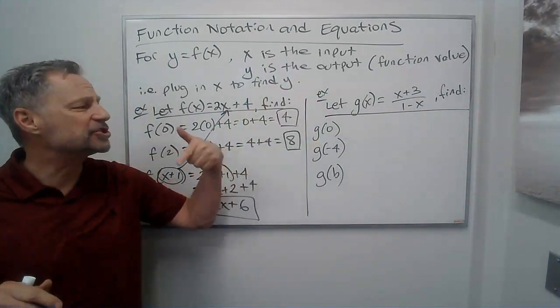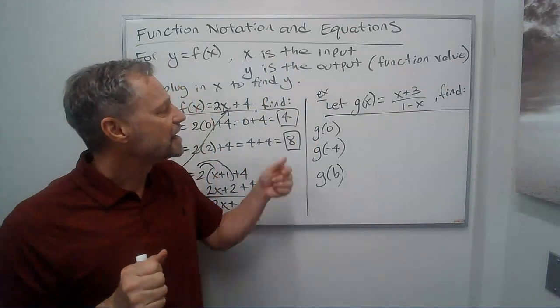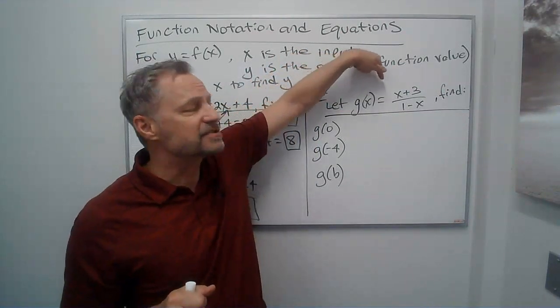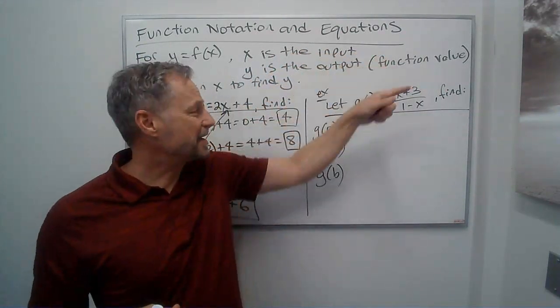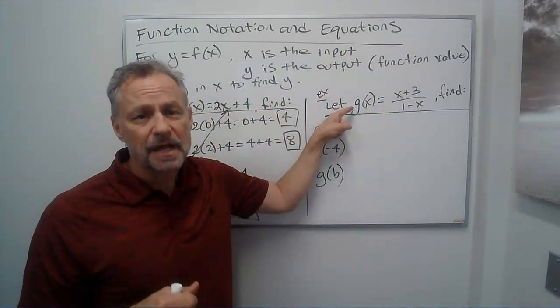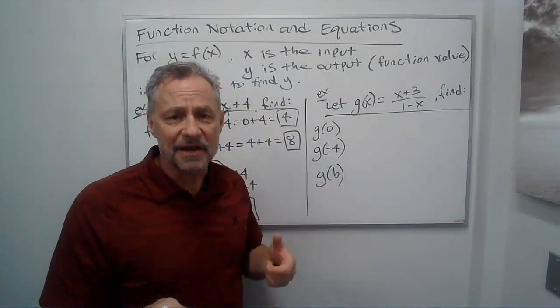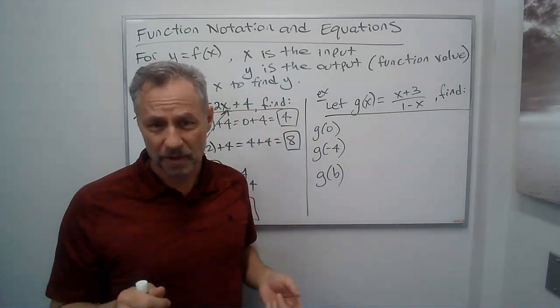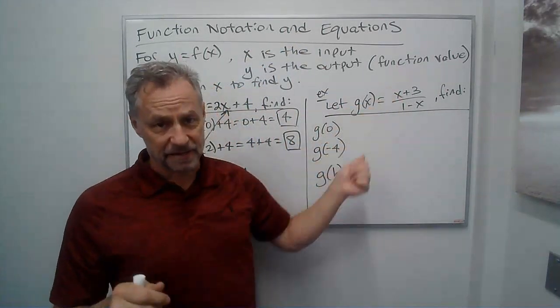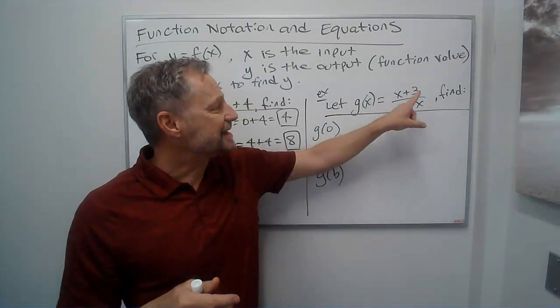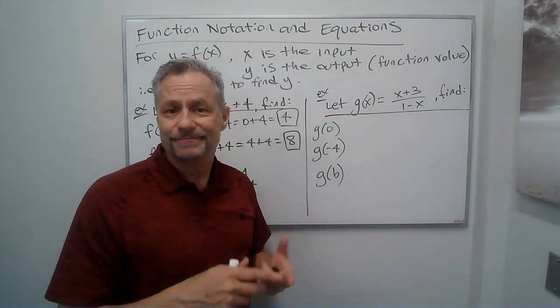Here's another one just to show you a couple other things. So this time we say let g of x equal x plus 3 over 1 minus x. And notice I used a different letter. Oftentimes they'll use f for the function value, but you can use any letter, lowercase, capital, it doesn't really matter. This one's just defined a little bit differently. The other thing is I have the variable in 2 different places.